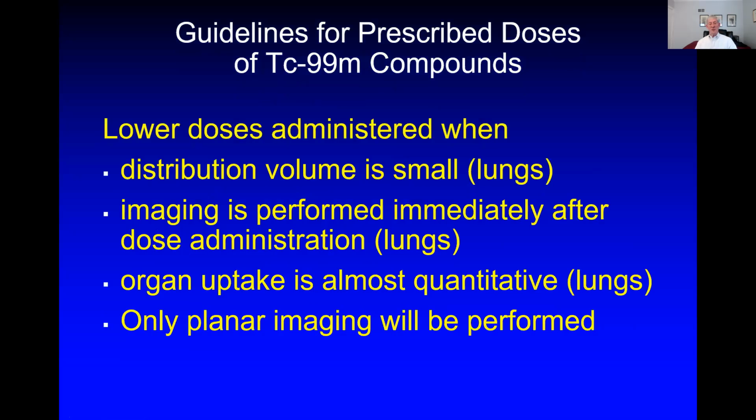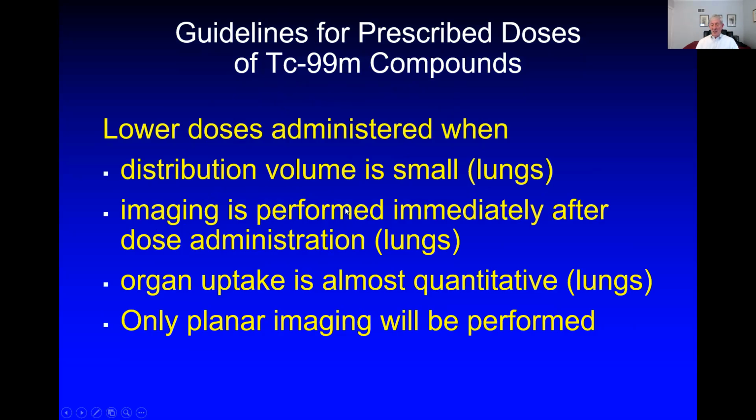And here are reasons for giving a low dose. And the perfect example is a pulmonary perfusion scan with MAA. Let's take a look. Distribution volume is small. The lungs are nice and compact. They're not scattered all over the body. Number two, how long do we wait? Patient inhales. I'm sorry, this is perfusion, not inhalation. How long do we wait though?